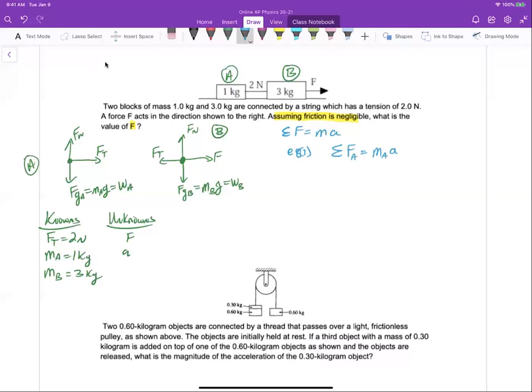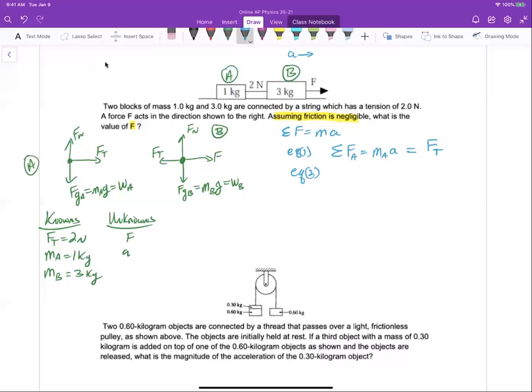The sum of all the forces acting on A is equal to the mass of A times acceleration. How many forces do I have in the direction of motion? We are assuming we're accelerating to the right. I only have one, the force of tension, and since it's accelerating to the right, it's positive, so we're good to go.